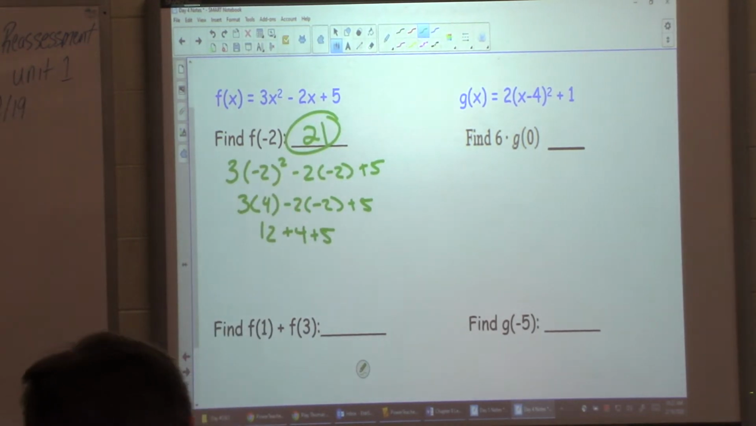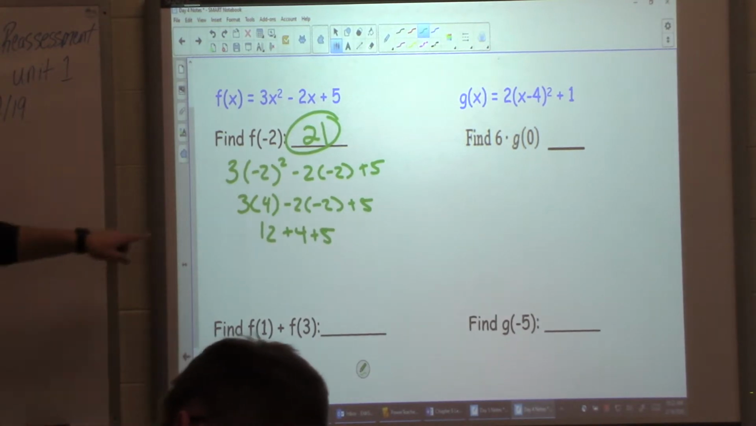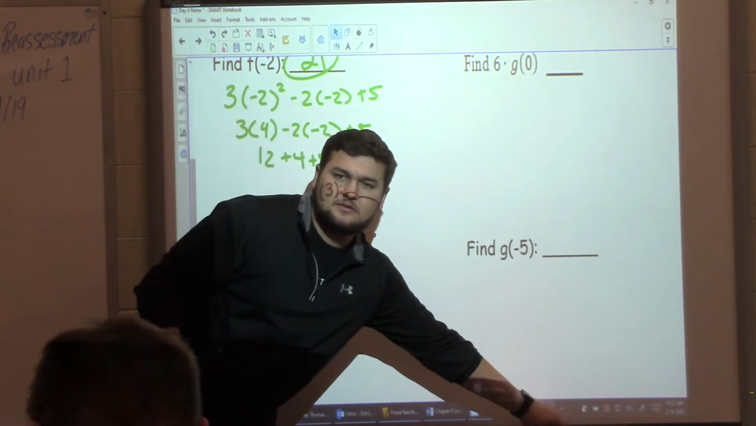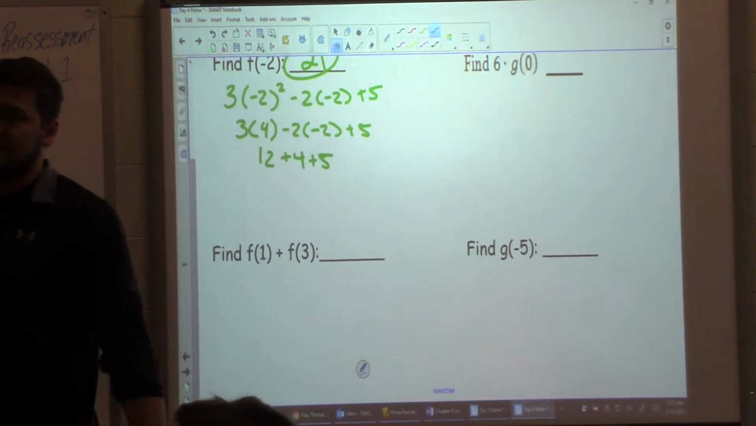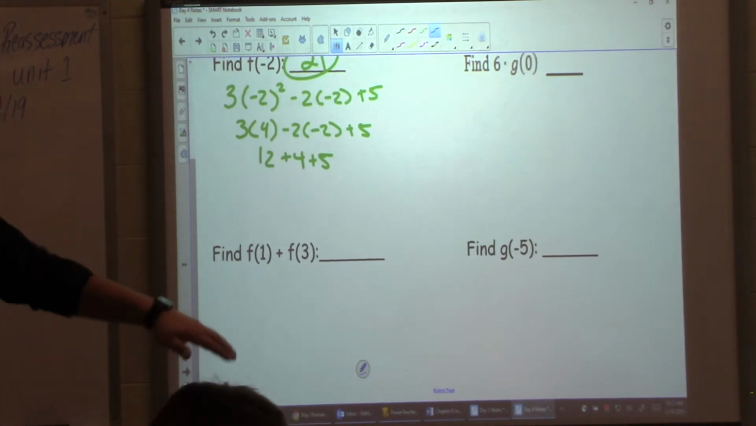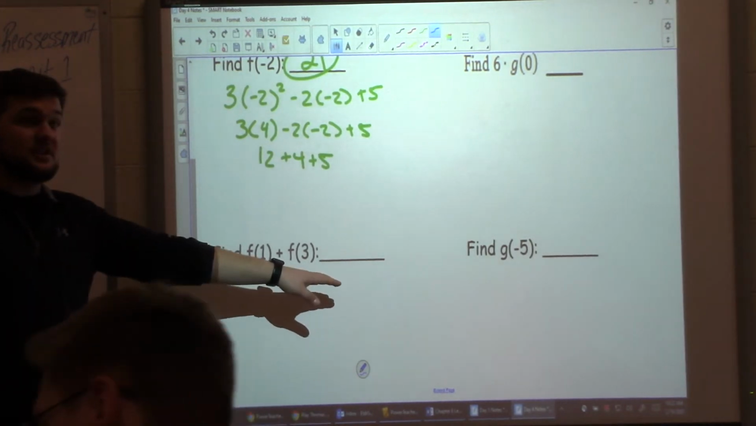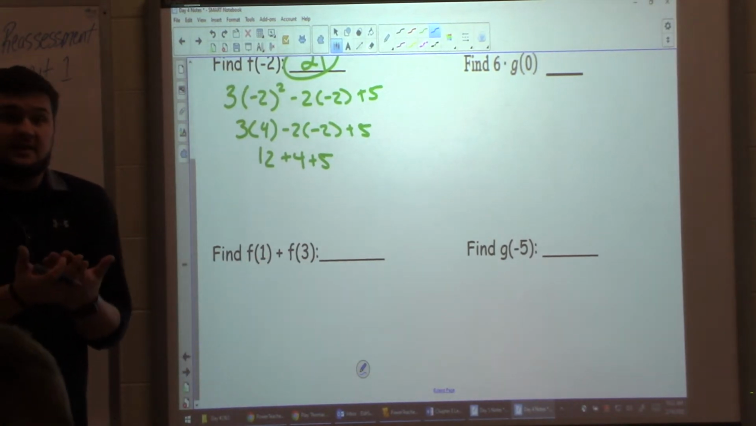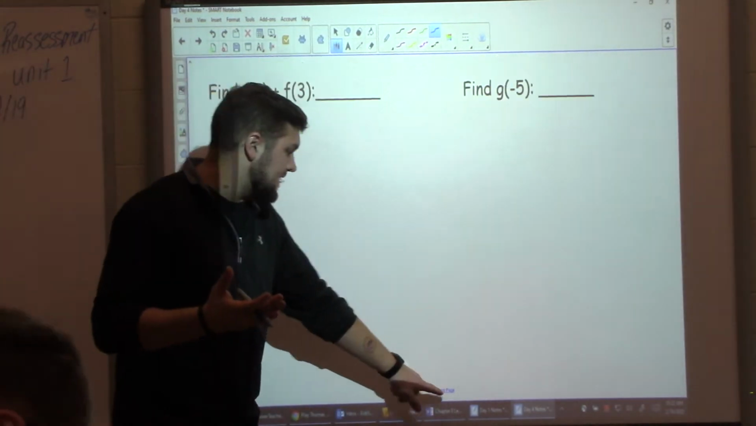We've done that before. Okay, well, how many of you think you can do f of 1 plus f of 3? Everyone's hand should still be up if you can do the first one. All you got to do is find f of 1, what does it equal? Find f of 3, what does it equal? And then add them together. So let's do that.